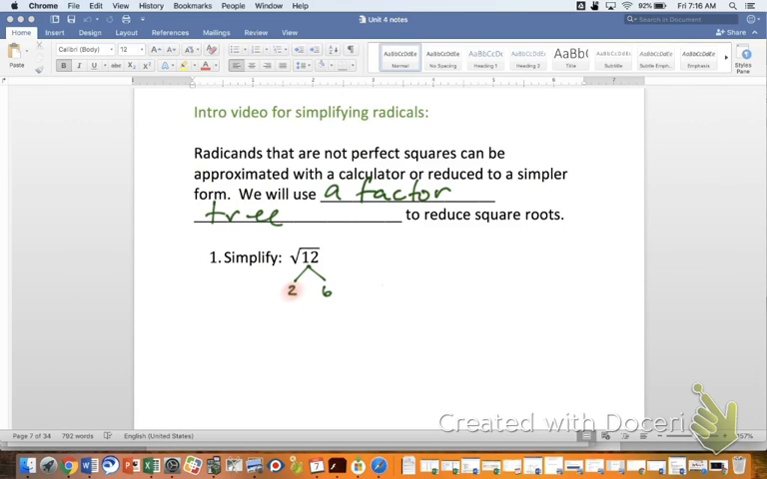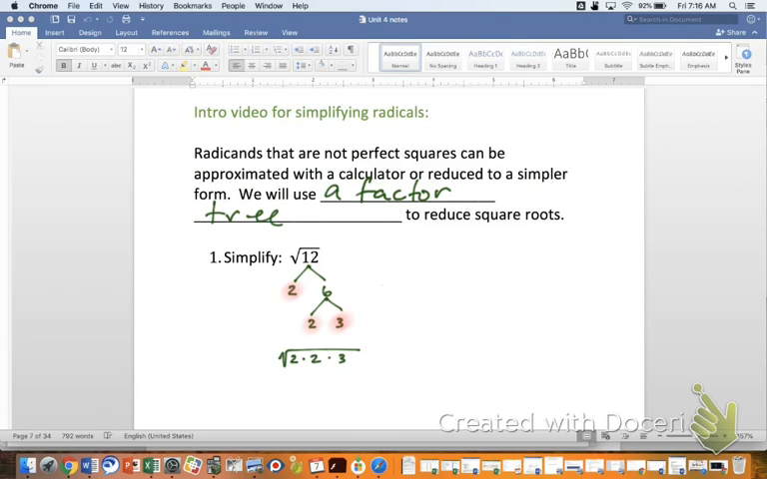But the 6, of course, is not a prime number. We ask ourselves then, what times what is 6? And the answer, of course, would be 2 times 3. And then we'd recognize that the 2 and the 3 are both prime numbers. So we can't go any further with those. All right, so once we have established that, we are going to go in and rewrite our radicand as, instead of the square root of 12, the square root of 2 times 2 times 3.